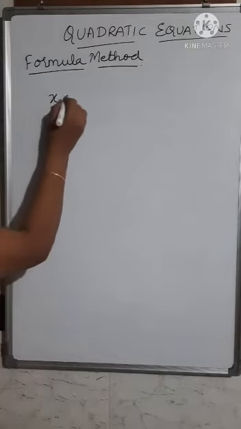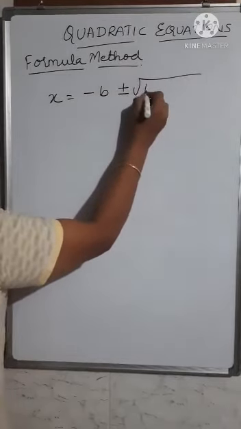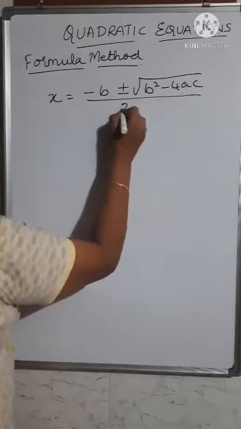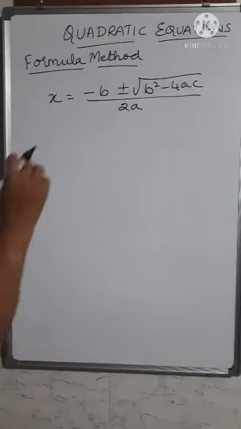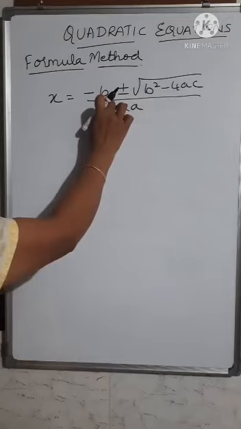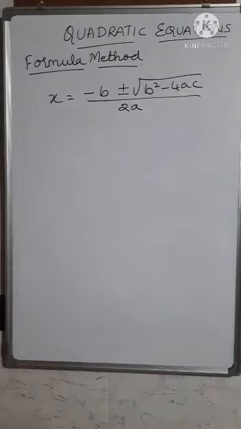The formula that is used to find the roots of the quadratic equation is given by x is equal to minus b plus or minus square root of b square minus 4ac upon 2a. Here b is the coefficient of x, a is the coefficient of x square, and c is the constant. You have to learn how to write the equation in the standard form, write down the values of a, b and c, then substitute in the formula and find the roots of the quadratic equation.